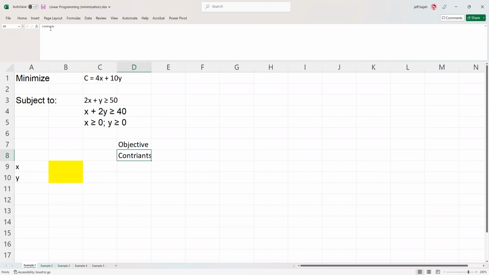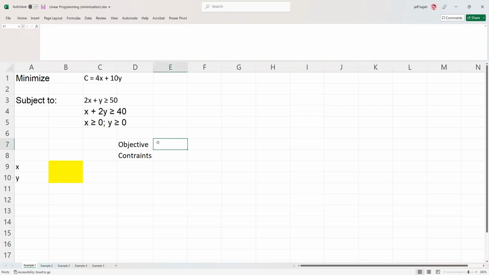All right, so we're going to put our constraints there. And these are our constraints, right? These two are constraints. And so our objective function will be right here. So that's 4x plus 10y.